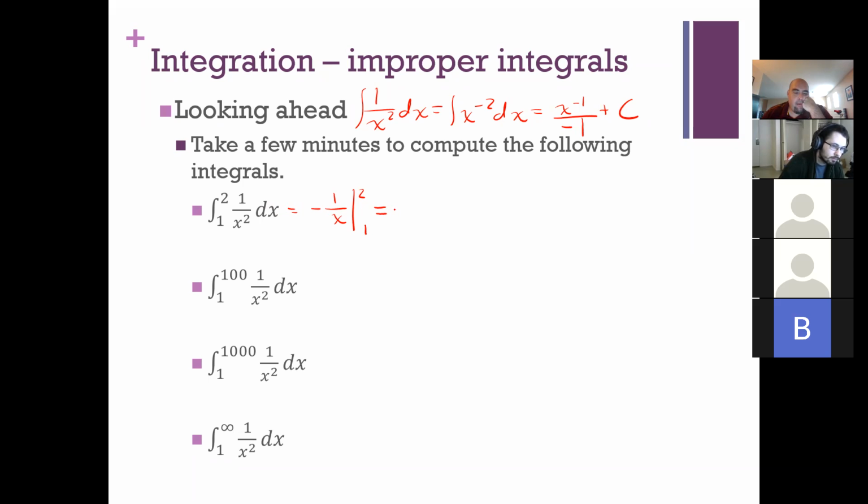Negative 1/2. Got to vote for negative 1/2. We agree with that. So let's go through it. So I'm going to plug in both the limits. So negative 1 over 2 minus negative 1 over 1. So that should come out to negative 1/2 plus 1, or positive 1/2.